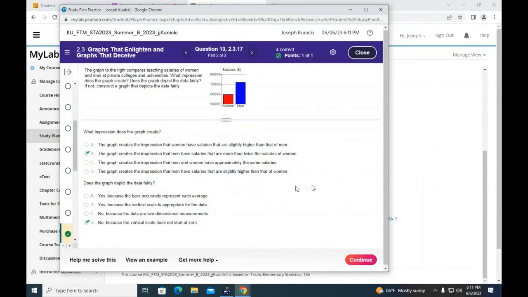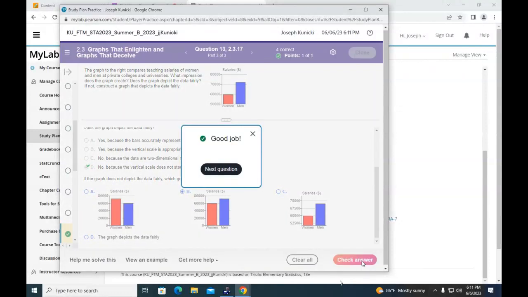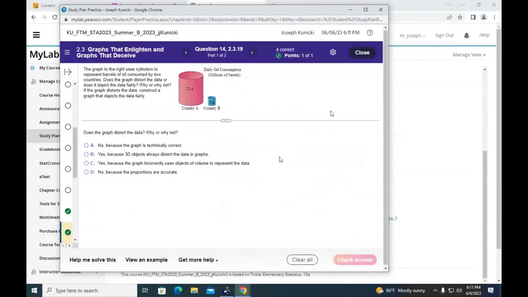Now what if they did start at zero? Which one would be the correct rendering? B, right? This one starts at zero, but it has the wrong amount for women. This one doesn't start at zero, so eliminate that. This one starts at zero, and it has the 6,000 for women and a little bit more than 7,000 for men. So that would be more accurate. It doesn't look like it's twice as much now. That's the problem, the deception that people do with graphs. You'll see this all the time, especially in magazines, newspapers, political stuff. Okay, look at this one.